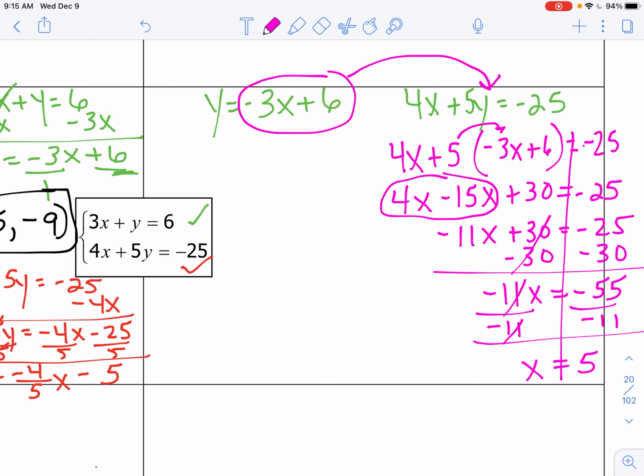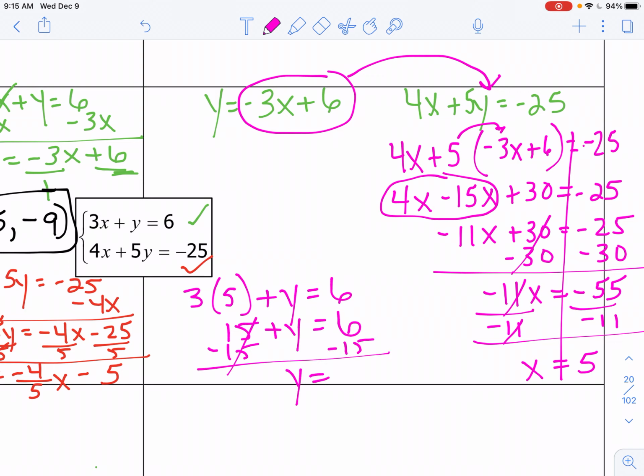Now we just need to plug it back into one of the two equations and make sure our y matches. So I think what I'll do is plug it into that first original equation. 3 times 5 plus y equals 6. 15 plus y equals 6. And then subtract it to the other side. 6 minus 15 is negative 9. Perfect. It matches.